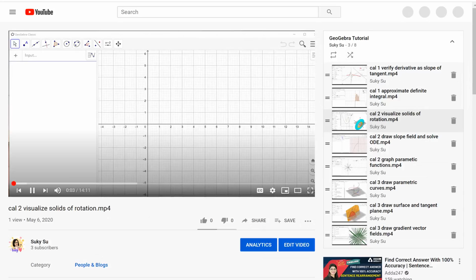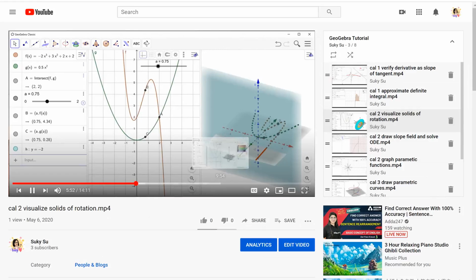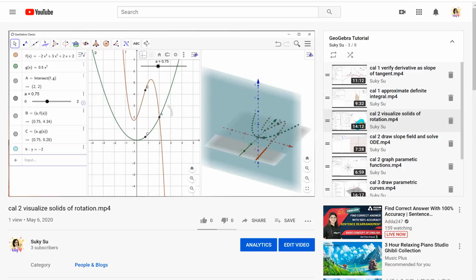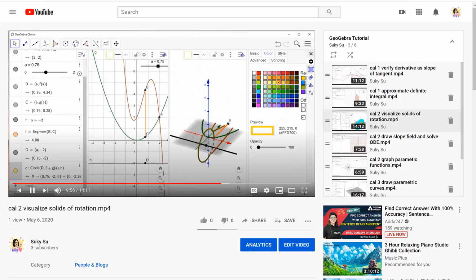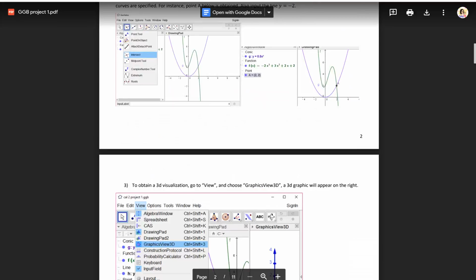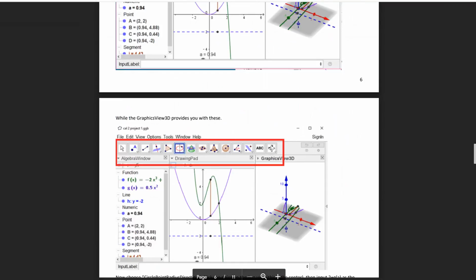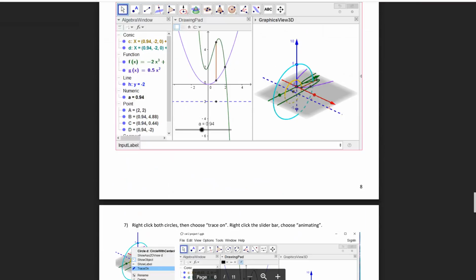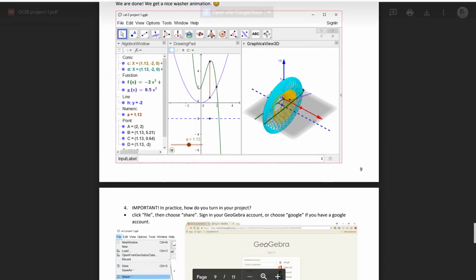You can see I show you how to build up the volume of those two solids. Here I also give you step-by-step screenshots. This project is a little bit longer, but after you finish, you actually can get a very beautiful formula. I hope this can deepen your understanding of this concept.